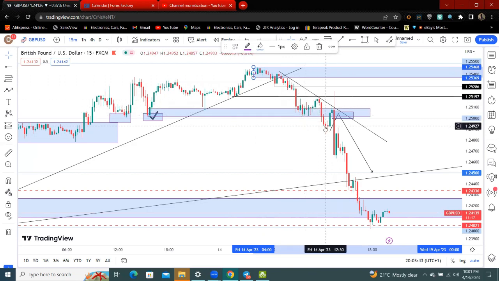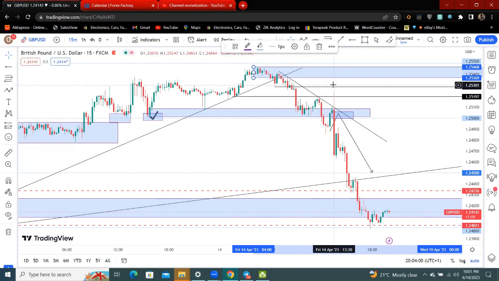News comes in and pumps the market. I don't know where it first went because I wasn't on the chart, but I came back and found myself in profit, down here. I came back like 2 minutes after the news had dropped and I was in profit. I was running in profit already.